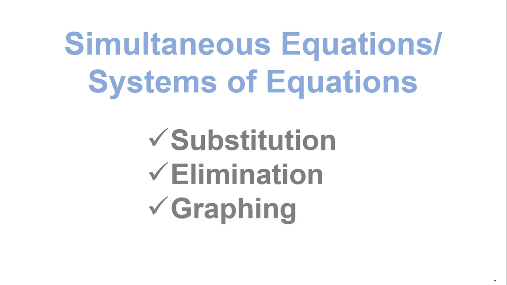Substitution and elimination, as we already discussed. For substitution, you need to isolate any one of the variables, either x or y, and then you substitute that in the other equation. For elimination, you need to make sure that you have the same coefficients and opposite signs, and then you eliminate any one of the variables and then solve the rest. And for today, we have graphing.